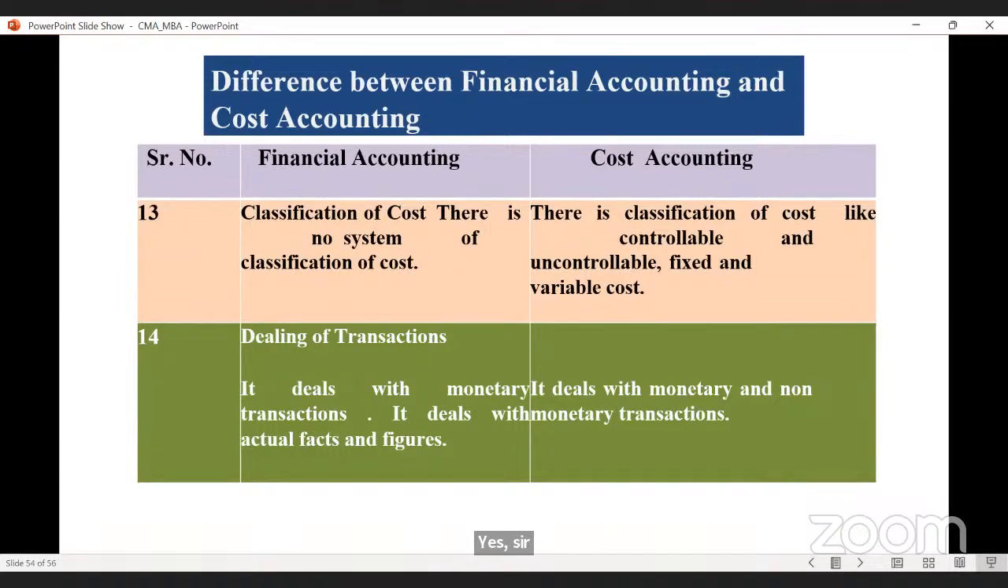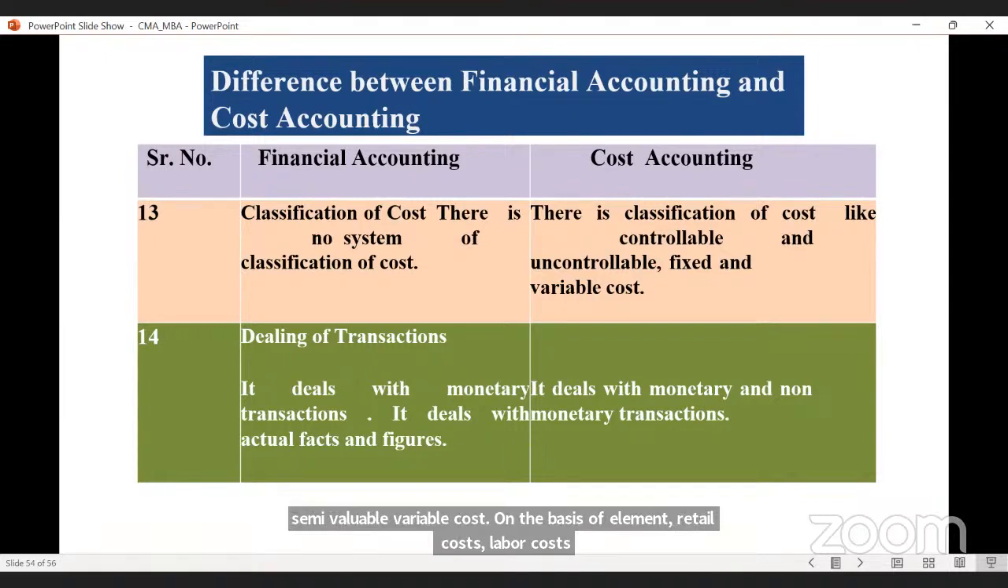Another 2 points are there, like your classification of cost. In financial accounting, there is no classification of cost. Generally, we are classifying the cost on the basis of the nature, like it may be capital expenditure or revenue expenditure, and sometimes we are considering it as the direct cost or indirect cost. But in cost accounting, there is classification of cost like controllable cost, uncontrollable cost, fixed, semi-variable, variable cost, and on the basis of element, material cost, labor cost.